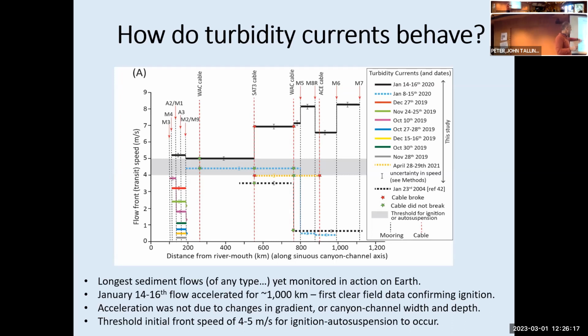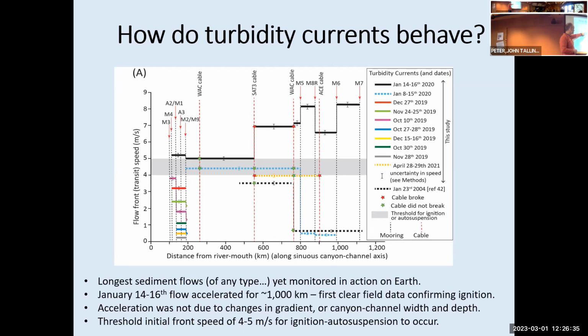So I'll come back to that. This is a plot of the flow speeds with distance. So that's the coastline, and this is down to 1,200 kilometers offshore. Each one of these colored bars is an individual flow. The one that really broke everything, the January one, is the black bar.